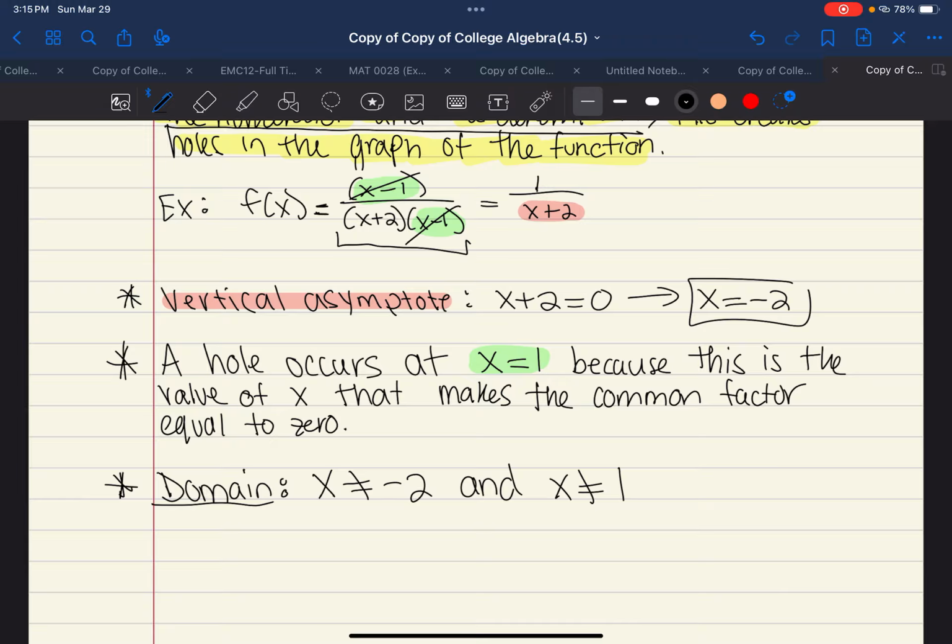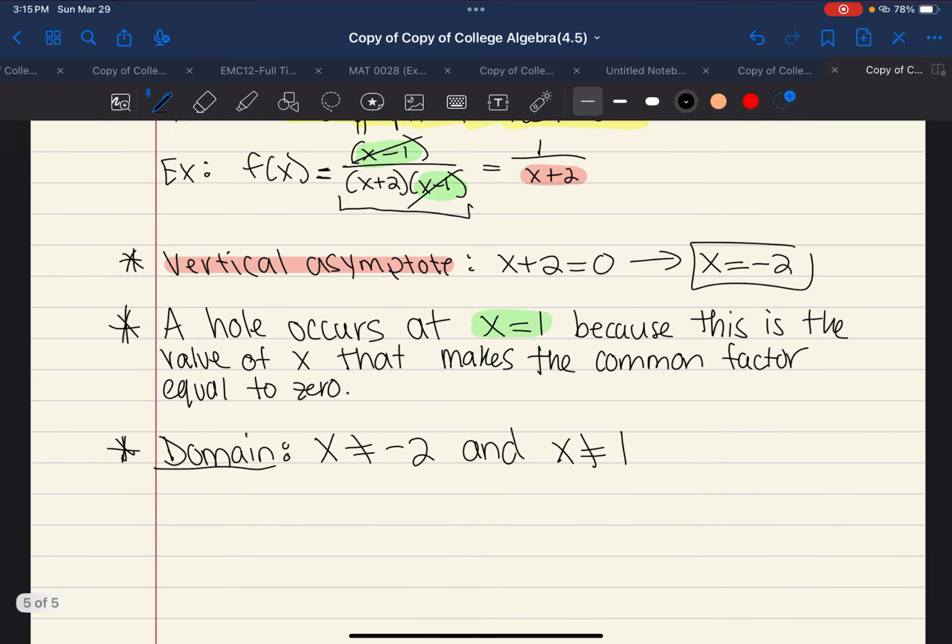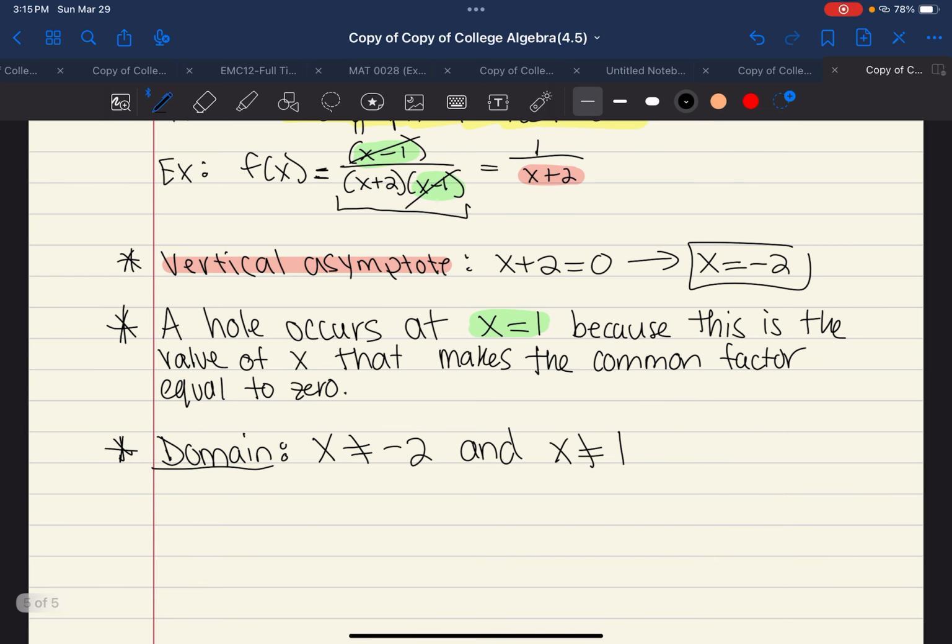What am I allowed to plug into this function? Well, I can't plug in 1 still because it makes my original function undefined. But it's not a vertical asymptote. It's a hole. So it's still undefined at x is 1, but it's just not a vertical line that the graph won't cross. It's just a hole in the graph. And so that would be my domain.